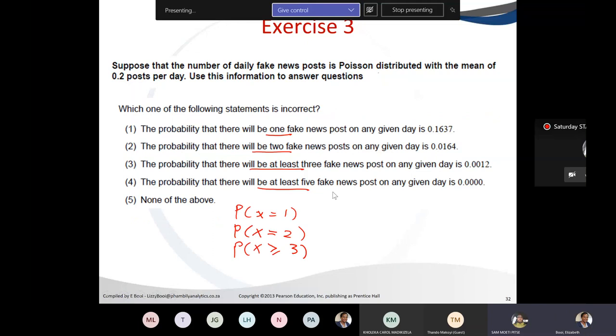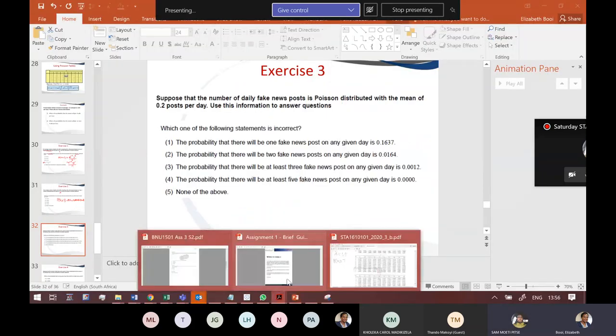Okay, so let's go back to the first one, which is exercise three. We know what the average is. Our lambda is 0.2. The first question they asked, what is the probability that X is 1? What is the probability that X is 2? What is the probability of at least 3? What is the probability of at least 5? And number four was asking what is the probability that it is equal to zero. So I'm going to go to the table.